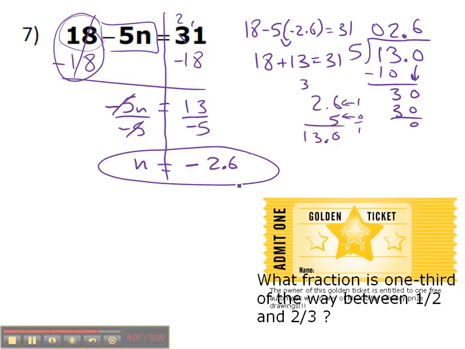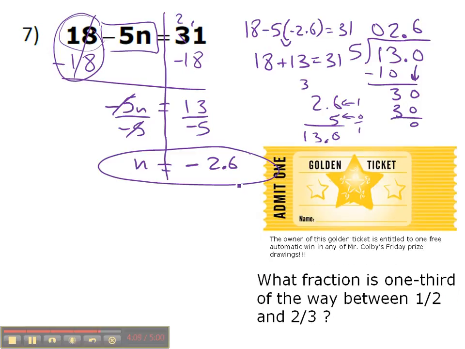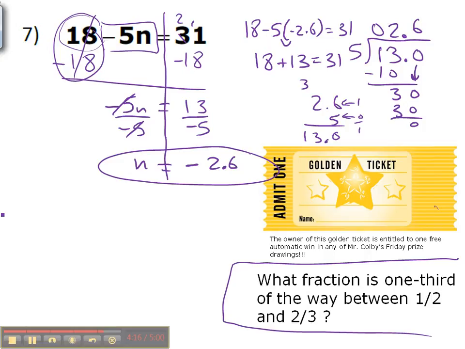The golden ticket question on this video is, what fraction is 1/3 of the way between 1/2 and 2/3? And here's a hint. If you make a number line, here's 0 and here's 1, here's 1/2, and here is 2/3. In order to find the fraction that's 1/3 of the way between these two, we need to know the distance between those two first. Okay, that's the hint.